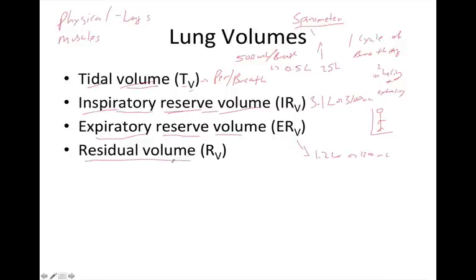Okay, that's because of residual volume. Residual, basically left over or remaining. All right, now what residual volume is, it's the volume of air that is left in the alveoli. So there's always a little bit of air that remains in the alveoli at all times.